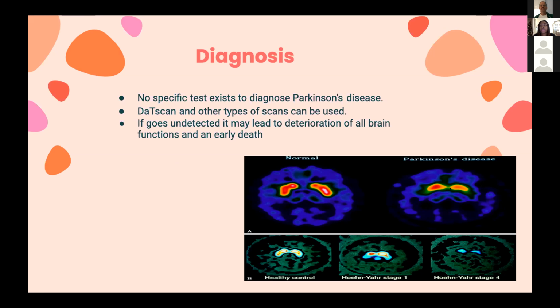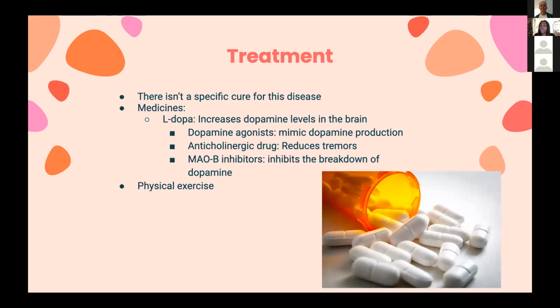But in Parkinson's disease, you see how it blends together and looks more like a butterfly, or a bird, or similar to what a bird would look like. And if it goes undetected, it may lead to deterioration of all the brain functions and can cause an early death. So for treatments, there's not a specific cure for this disease, but there are medicines to help with the symptoms and make their life a little bit easier.